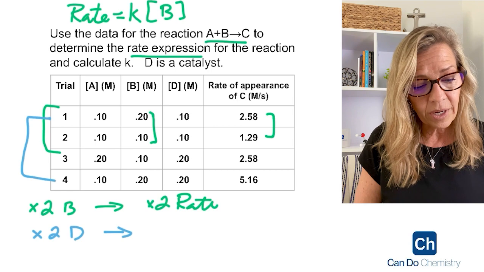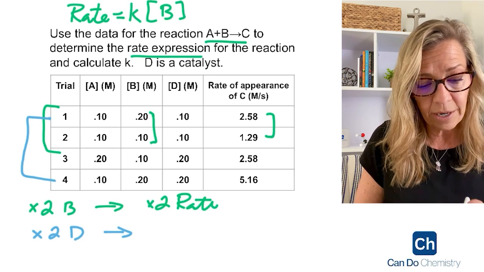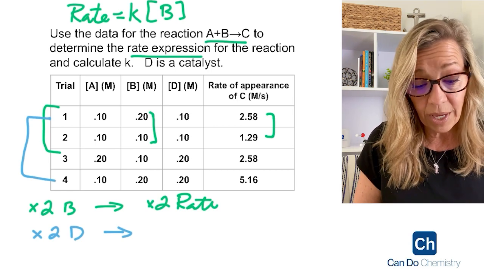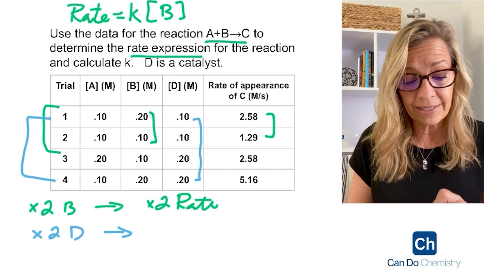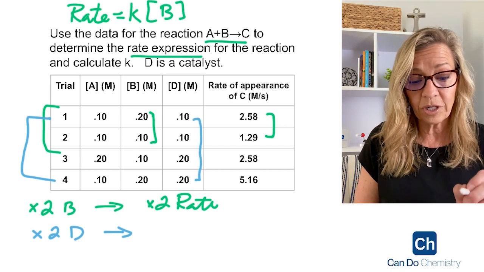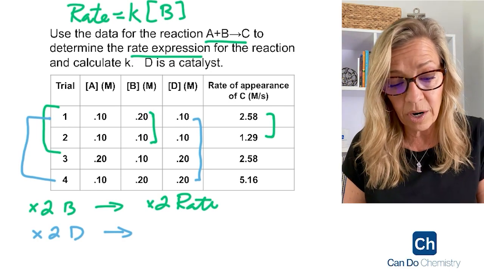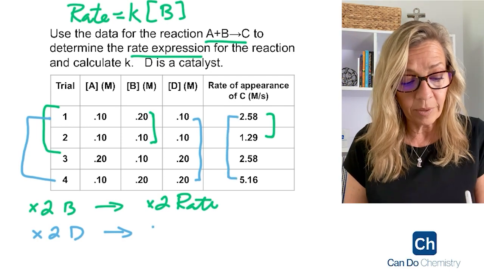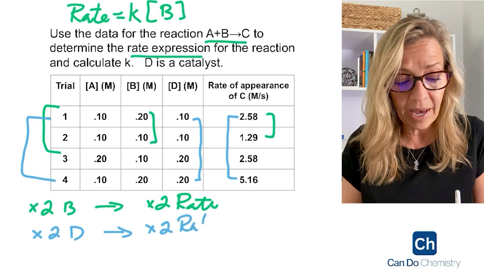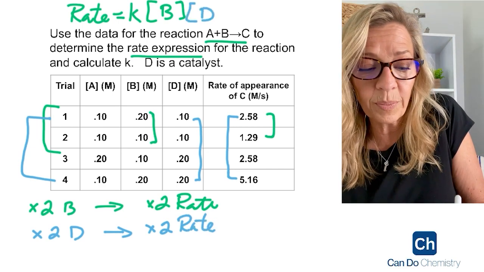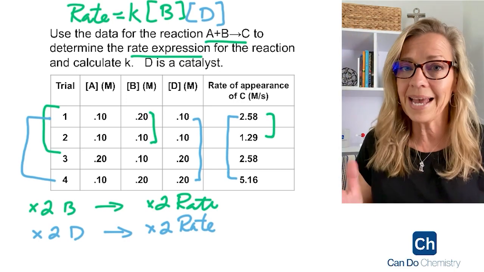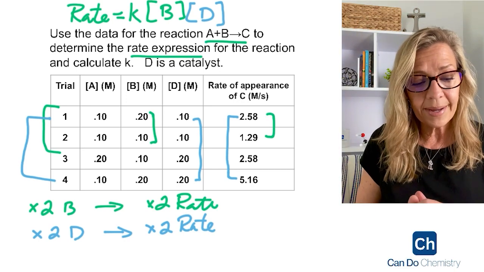All right, the second one, between trials 1 and 4: we kept everything the same except for the catalyst. We doubled the concentration of D, and what happened to our rate? It doubled. So we got the same effect. So we know that the rate is also dependent on the concentration of our catalyst. All right, now what about A?